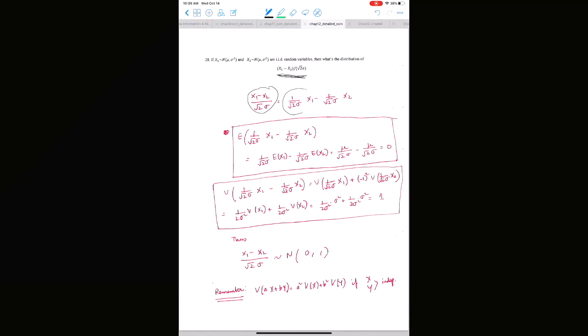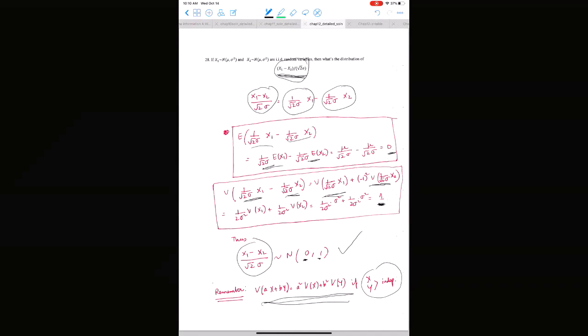Well, (x1 minus x2) over square root of 2 sigma is a linear combination of these two random variables, and they can be written as this minus this. So the expected value of this random variable is the expected value of the linear combination, which is this, and the mean is 0. The variance of this is equal to the sum of the individual variances. So the final answer is 1 after simplifying. Therefore, (x1 minus x2) over square root of 2 sigma follows a normal distribution with mean 0 and variance 1. And I used this result. So what is the distribution of this? It is normal with mean 0 and variance 1.